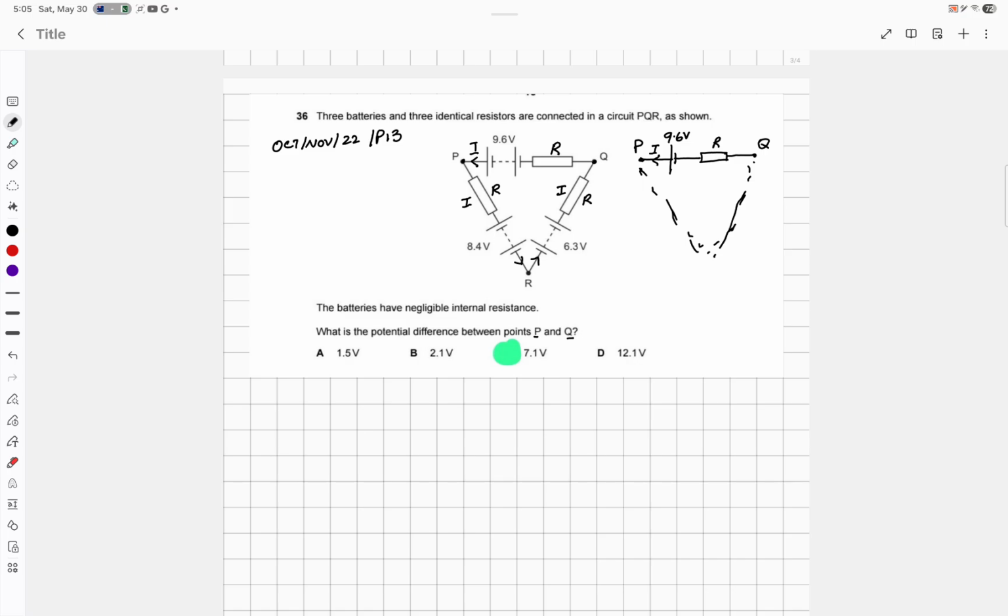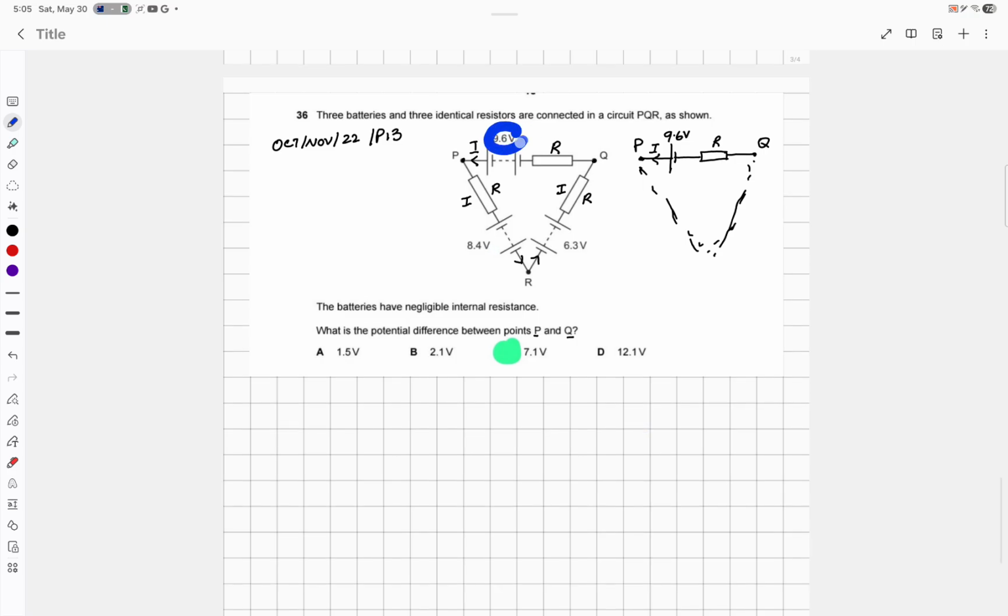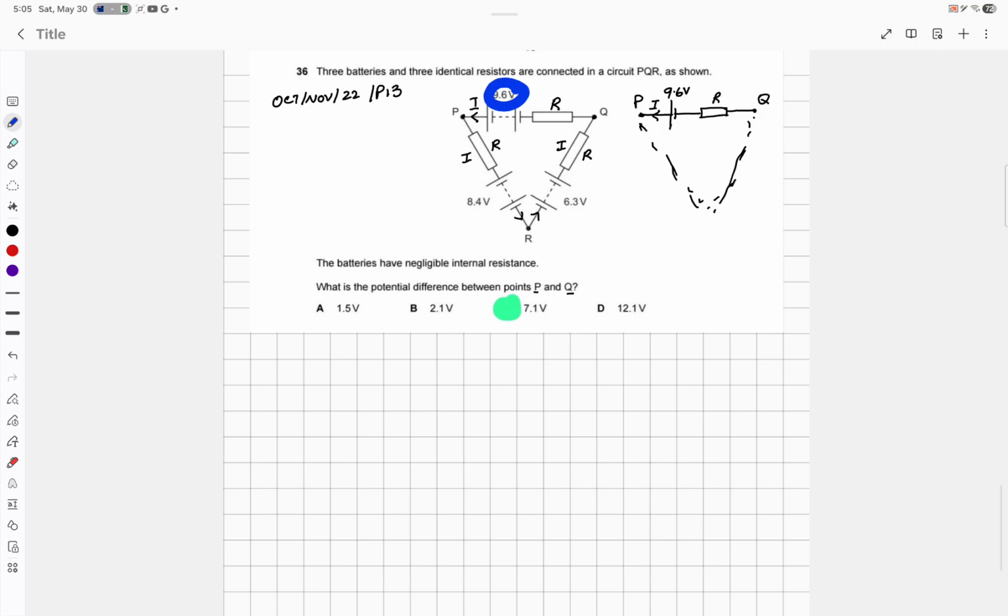So I don't actually have to solve anything about this battery and this battery. I don't need to, by the way. I have to go for a shortcut method. So now I'm quickly applying Kirchhoff's second law, starting from this end, the 9.6 volt battery. 9.6 volt, that's my first battery. Look at the polarity, it's positive.